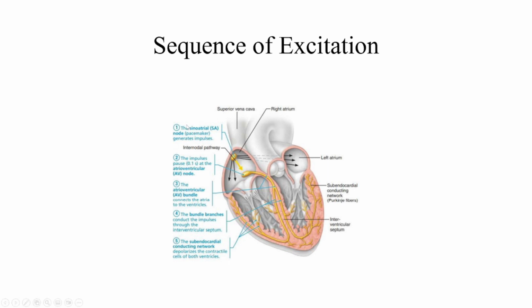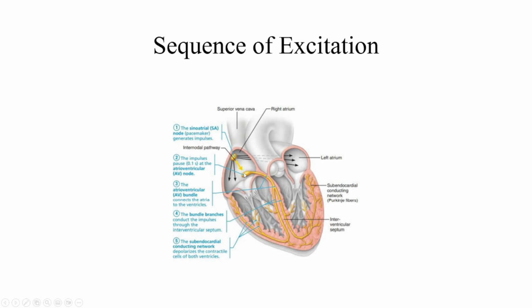Okay, so now we have a diagram about the sequence of excitation. What you've got here is the sinoatrial node, which generates the impulses. So it's this part down here. Whoops, sorry, the big yellow part, my bad. So you've got the node here. Once those impulses are generated, they're paused at the atrioventricular node. So this part here.